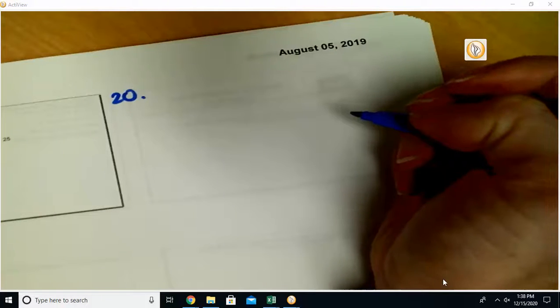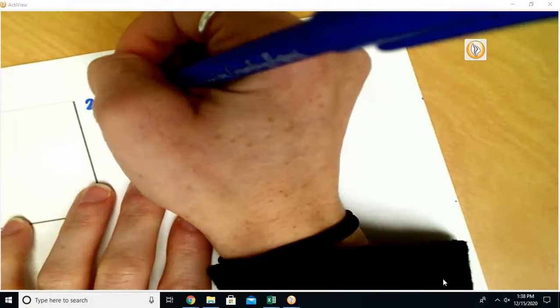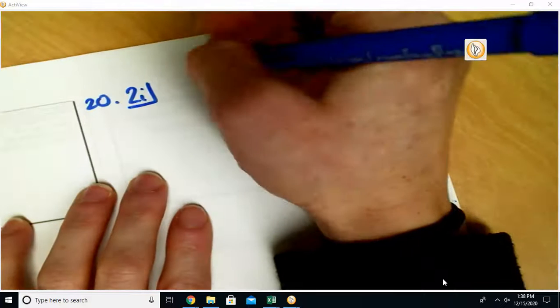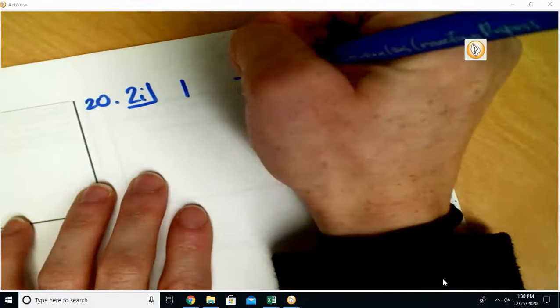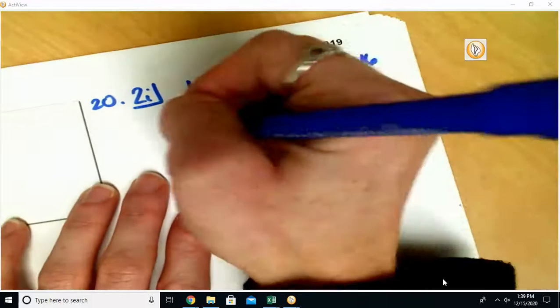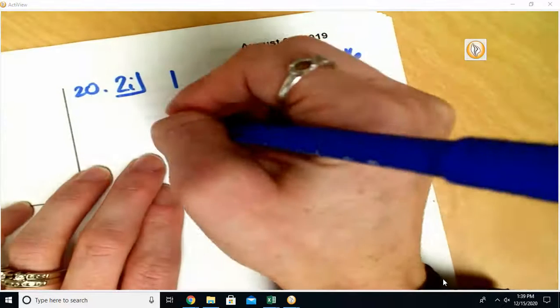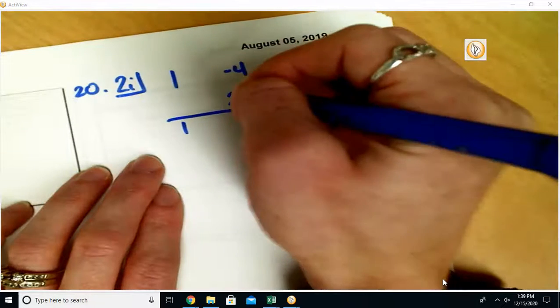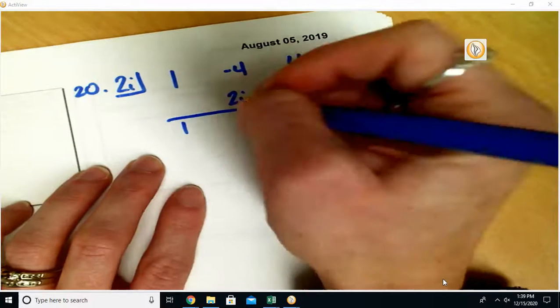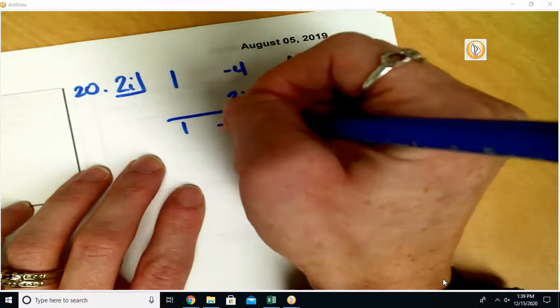Number 20. So I want all the remaining zeros, and I told you that 2i was a 0. So I've given you the first one, so I've told you where to start your synthetic. So 1 comes down, 1 times 2i is 2i. These are not like terms, so when you add, it's just -4 plus 2i.